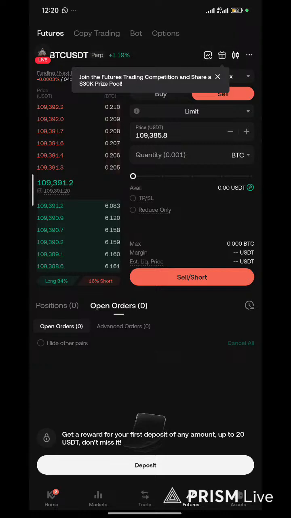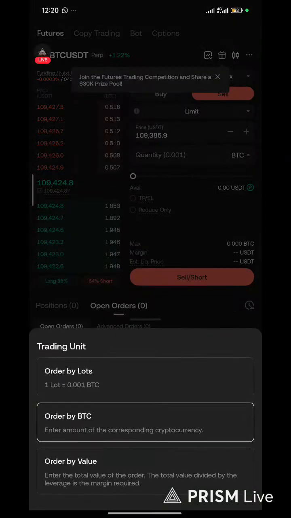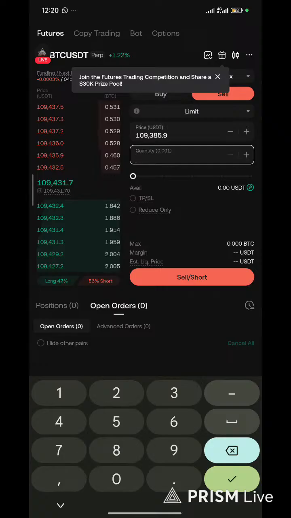Now let's move to the price in USDT. In this trade, how much do I want to use to enter it? You can set the quantity, order by lot, or order by BTC. So 1 BTC. The money you have in your wallet is definitely going to show you. But I have nothing in my wallet, that's why it's showing 0.00 USDT. If not, the price here would have reflected.